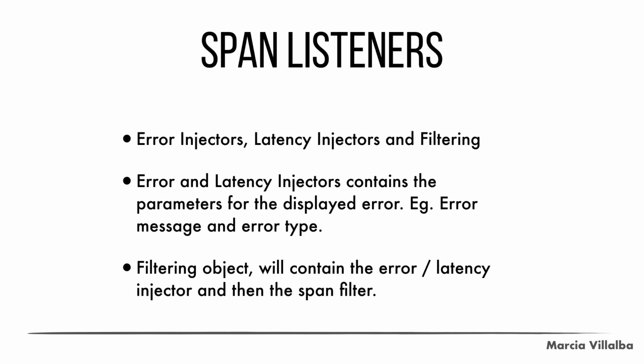Then we have span listeners. Span listeners can be used to create latency or to inject errors into our system without changing the code. The span listeners will have the parameters for that error, sometimes the message, the error type, and if we want to add some latency, what is the amount of latency, and things like that. Then we have the filtering span listener that will be referencing the error or latency injector and the span filter. So then these two things combine and the magic will happen. I will show you exactly all this in action in the video.